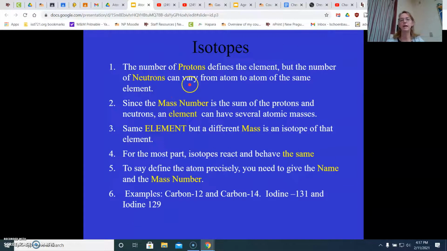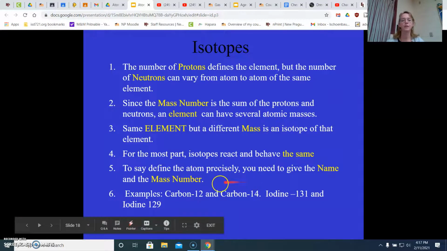Those versions of an atom are called isotopes. So same number of protons, different neutrons. Mass number is about one element or one atom of that element. So there can be several different atomic masses. And for the most part, those versions weigh the same.